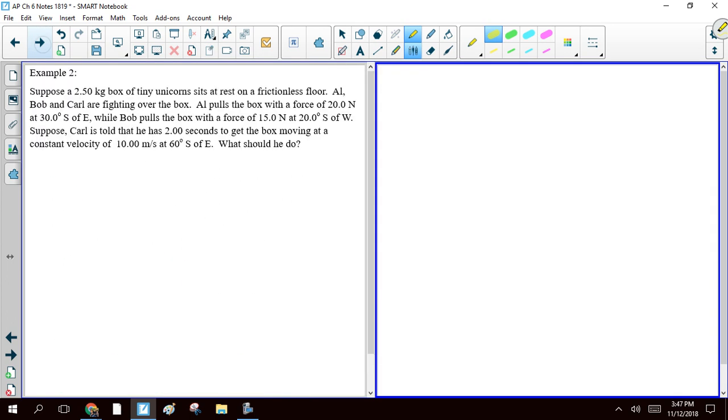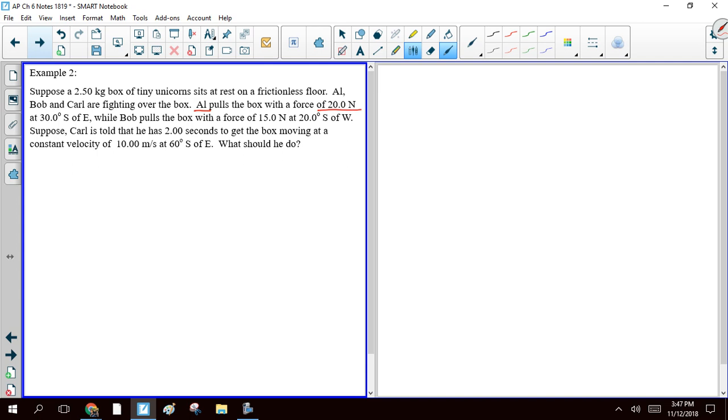So here we've got a 2.5 kilogram box of tiny unicorns sitting at rest on a frictionless floor. Al, Bob, and Carl are fighting over the box. Al pulls the box with a force of 20 newtons. So let's do this. Al pulls with 20 newtons at 30 degrees south of east. Bob pulls with 15 newtons at 20 degrees south of west. And then Carl is there.